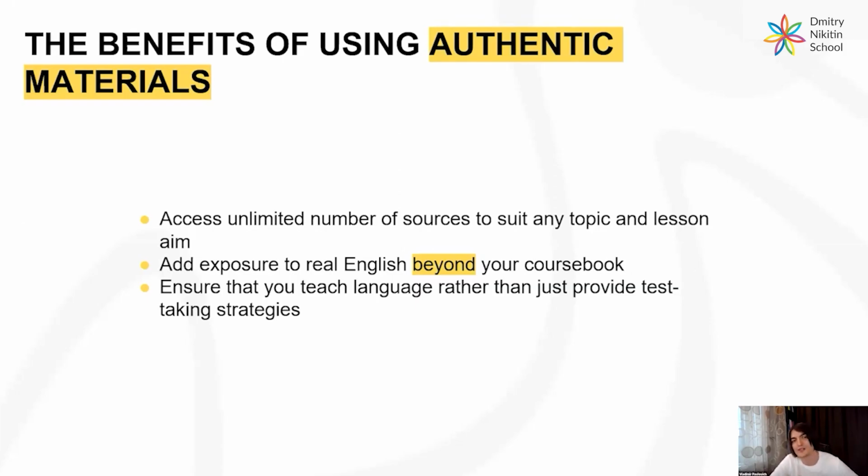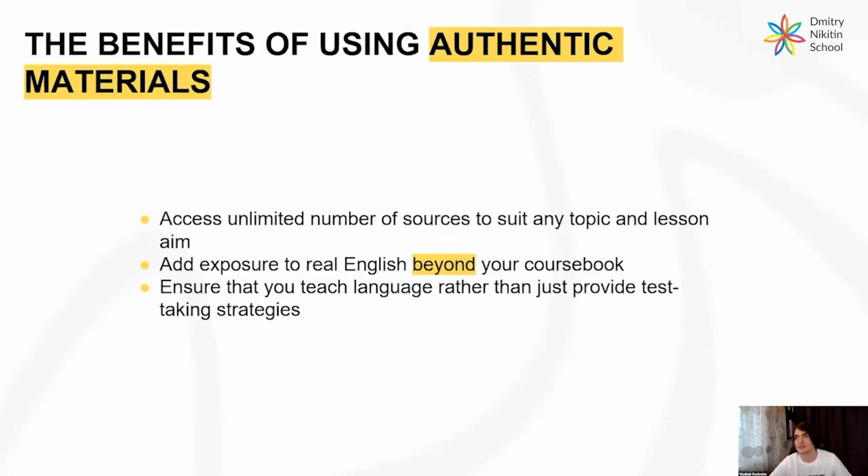So with authentic materials out there, we get access to a practically unlimited number of sources. And all of those sources may suit any topic and any lesson aim. It happens quite often that you prepare a class and you want to practice, let's say, keyword transformation, but the book doesn't give you a nice task where you can do that. So you can create your own task using a short article out there.